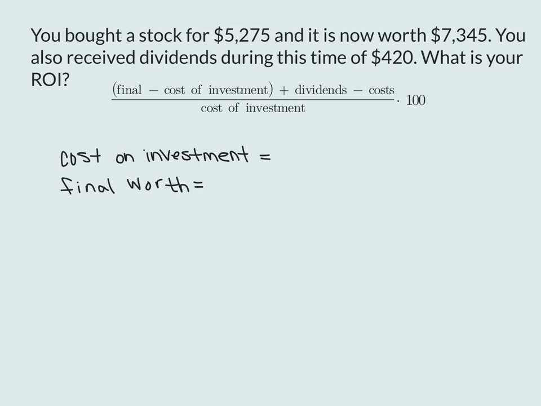First, we need to identify the cost of the investment, or in other words, what we bought the stock for, and then we need to identify how much the stock is worth now, or the final worth of the investment. So the cost of the investment is $5,275. That's what we bought the stock for. The final worth of the investment is $7,345.